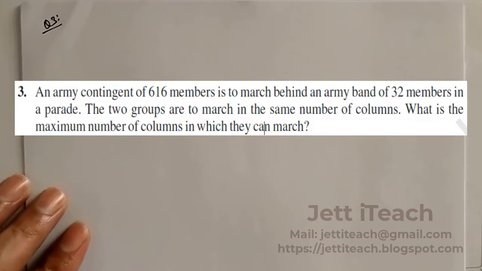Exercise 1.1. An army contingent of 616 members is to march behind an army band of 32 members in a parade. The two groups are to march in the same number of columns. What is the maximum number of columns in which they can march?